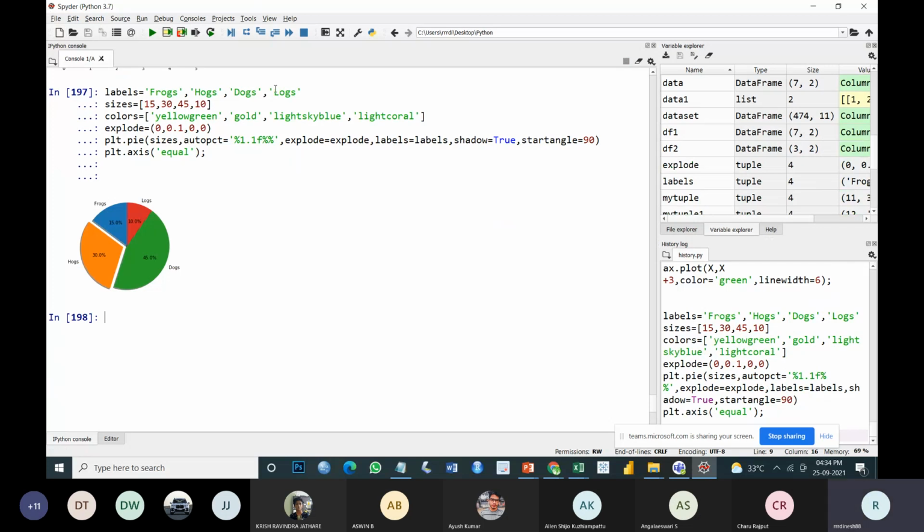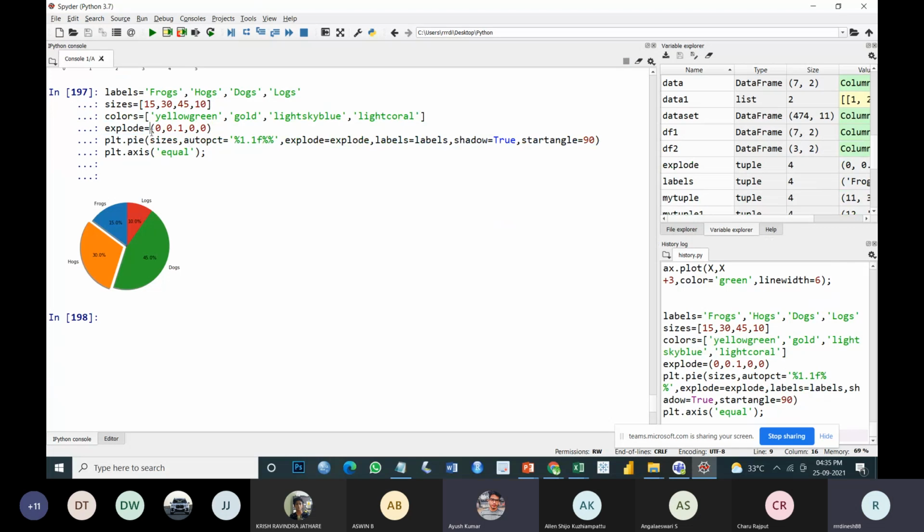For example, labels equal to frog, hogs, dogs and logs. Sizes equal to 15, 30, 45 and 10. Colors we have yellow, green, gold, light sky blue and light coral. Explode we have these four categories: 0, 0.1, 0, 0. Pie chart, pie is a function name.